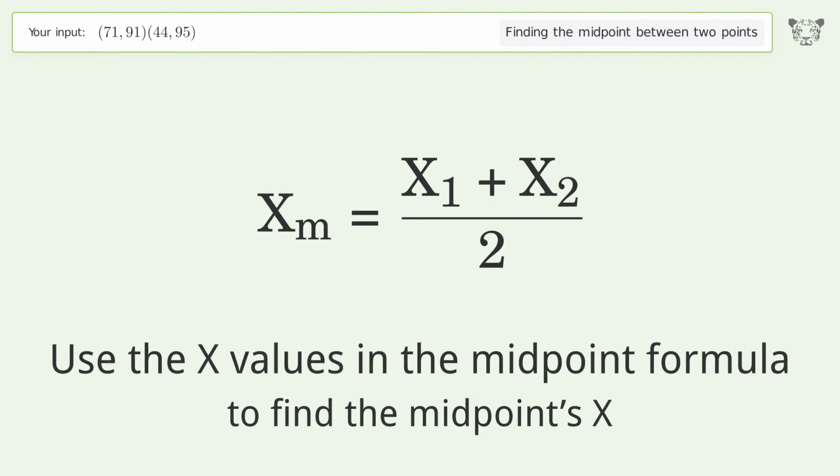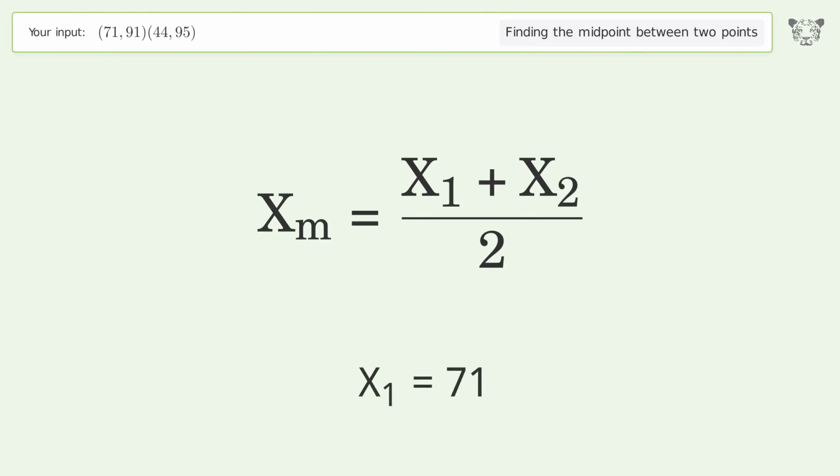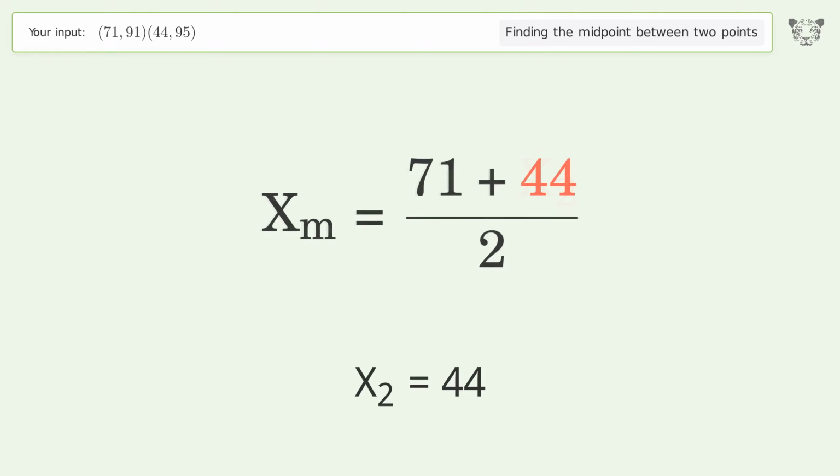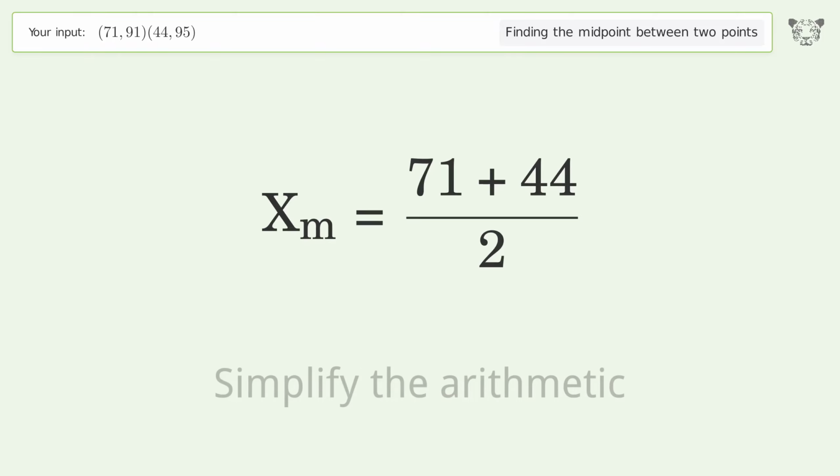Use the x values in the midpoint formula to find the midpoint's x. x1 equals 71. x2 equals 44. Simplify the arithmetic.